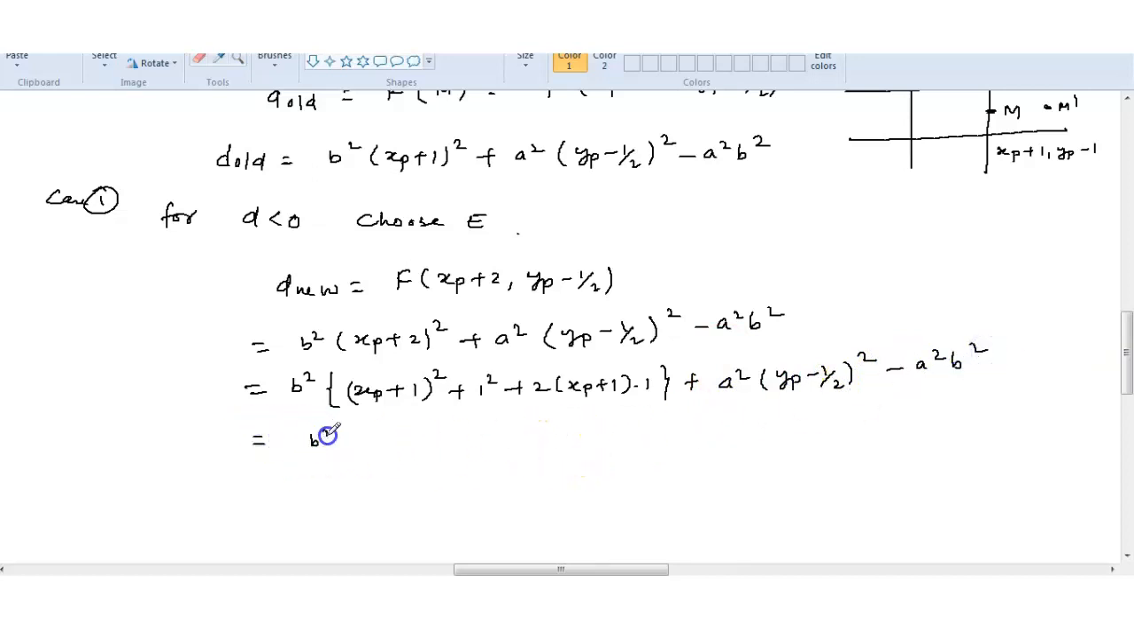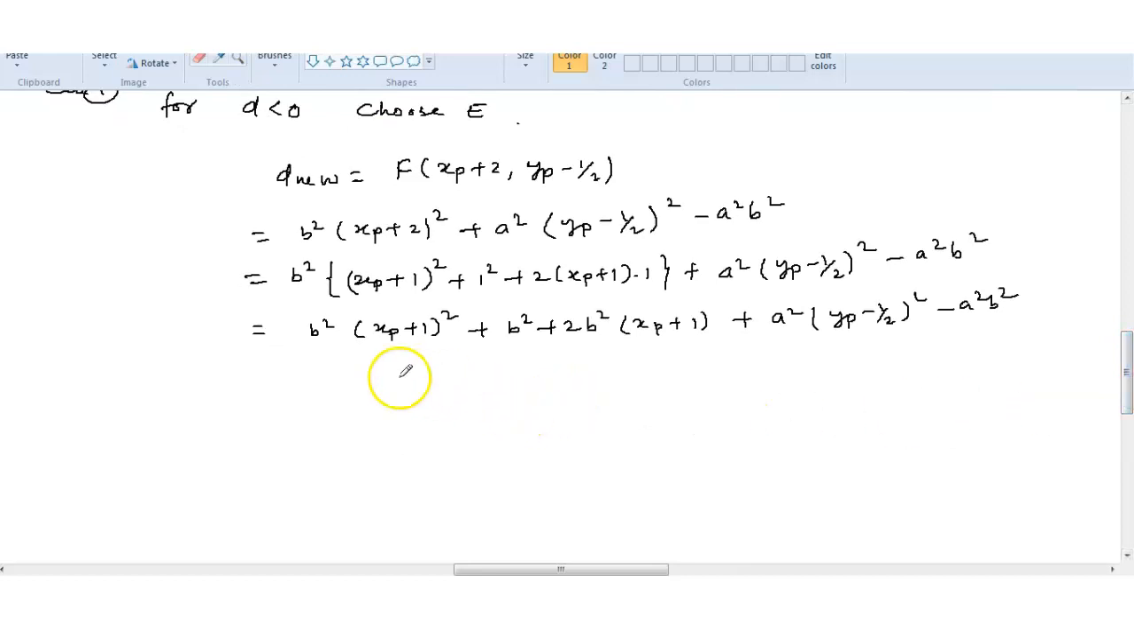So b²(xp + 1)² plus b² plus 2b²(xp + 1) plus a²(yp − 1/2)² minus a²b². So we can write here, this one is d old only. So the next, which is changes here, this one: b² plus 2b²(xp + 1).